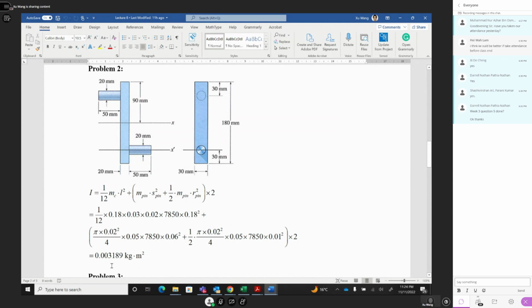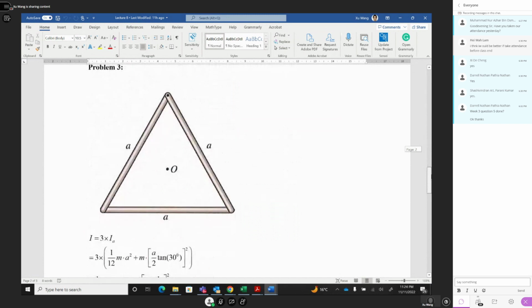Put all this data inside. You calculate equal to 0.003128. That's you get the results. Okay, very simple. And then we go to the next question.